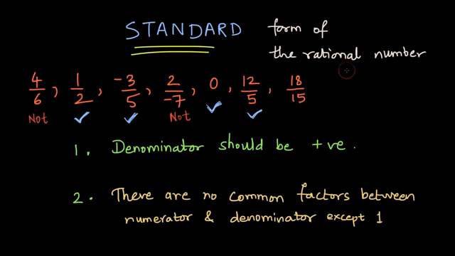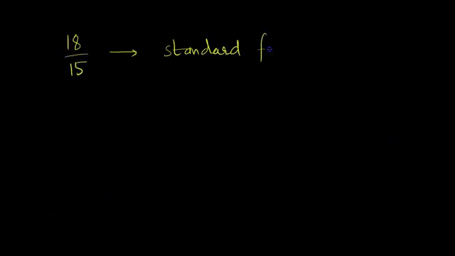For 18 by 15, I can write 18 as 3 times 6 and 15 as 3 times 5. And so 3 is a common factor between 18 and 15, and therefore 18 by 15 is also not in the standard form. So we have identified rational numbers in the standard form from the given list of the rational numbers. Note that any given rational number can be converted into its standard form.